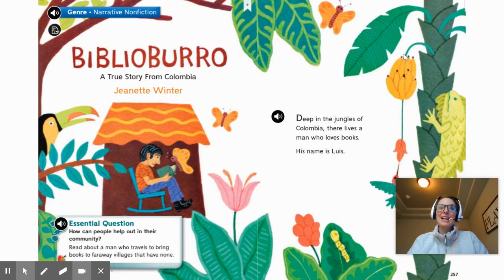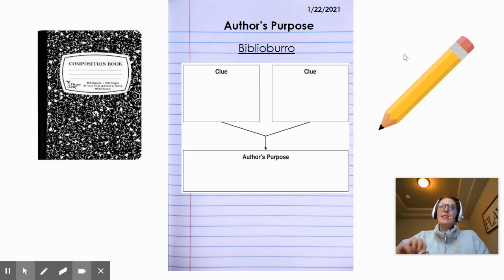Yesterday, you listened as I read the story Biblioburro, a true story from Colombia. Today, we are going to talk about this book again. This time, we are going to be using our comprehension skill of identifying the author's purpose to help us understand why the author wrote this story.